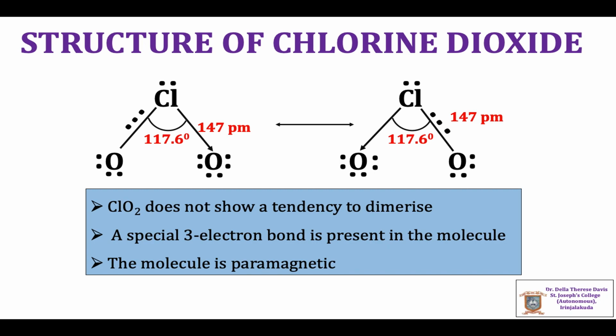Because of the presence of unpaired electron, the molecule is paramagnetic. Even though there is an unpaired electron, ClO2 does not show a tendency to dimerize. This suggests that the odd electron of the 3 electron bond is delocalized over the molecule.